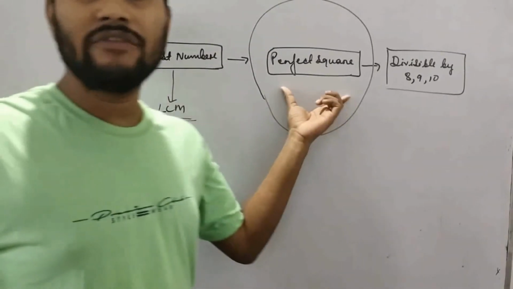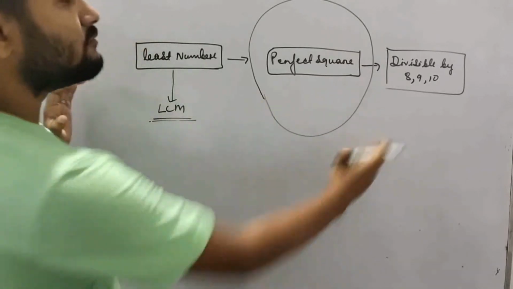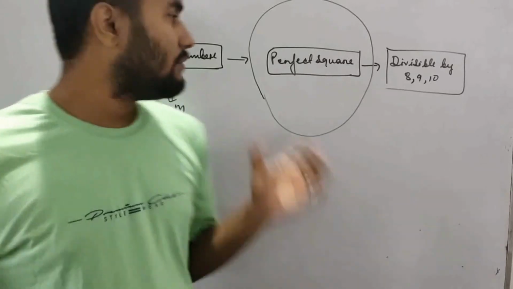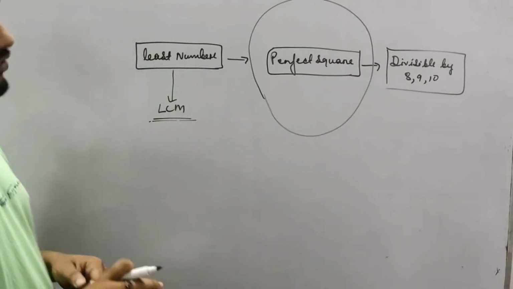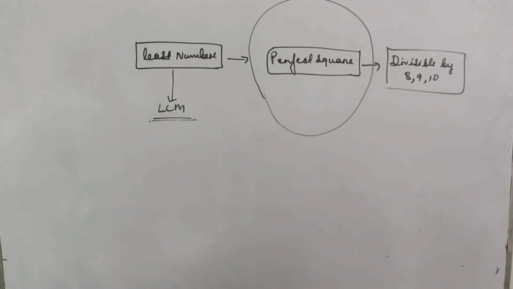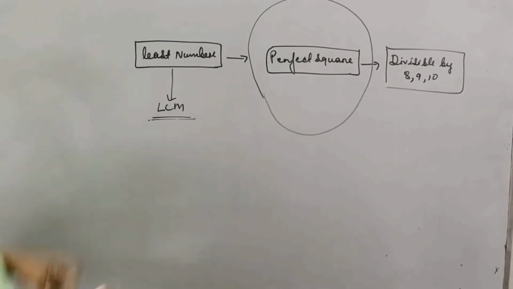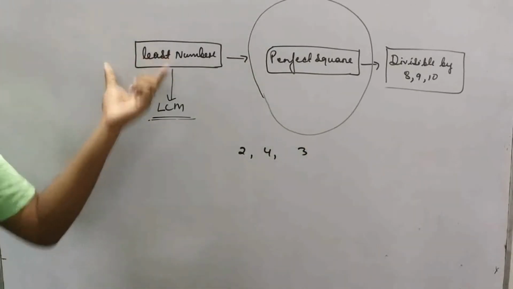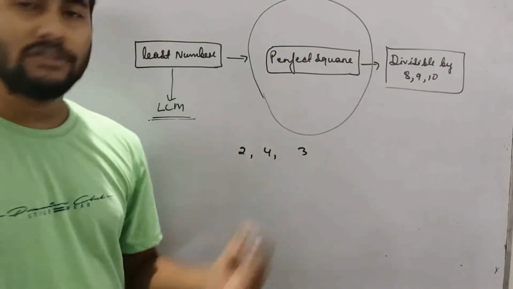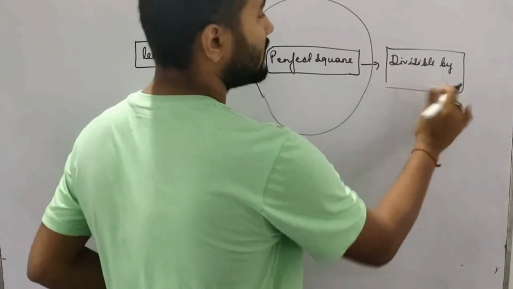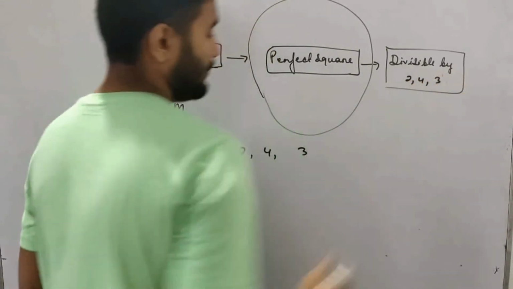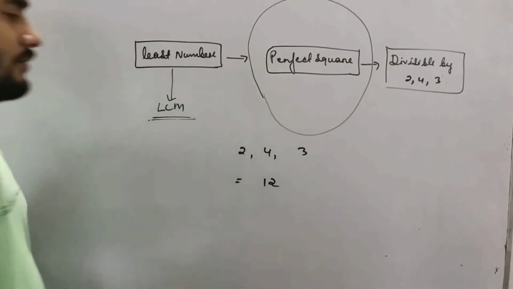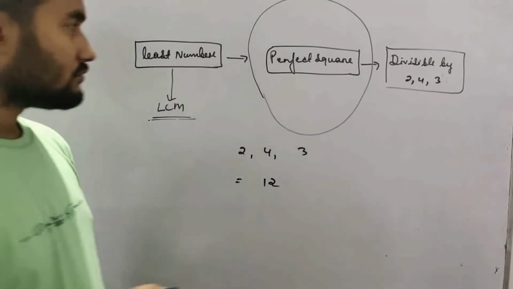Now this part is still left. This part we have understood: least number divisible by means we need to find the LCM. But what about this number? So you see, this one, the 2, 4 and 3. What is the least number which is divisible by 2, 4 and 3? You have to find the LCM of 2, 4 and 3, which is equal to 12. Done? You have got the LCM.